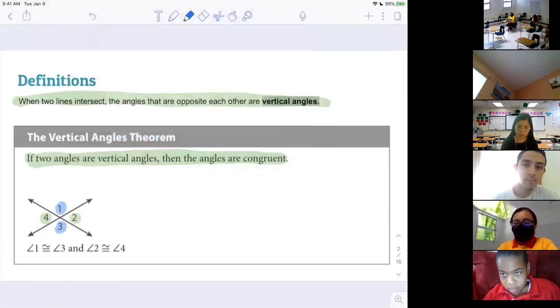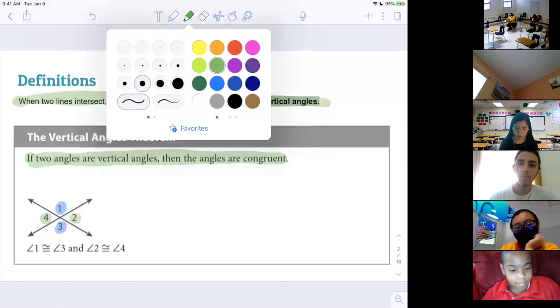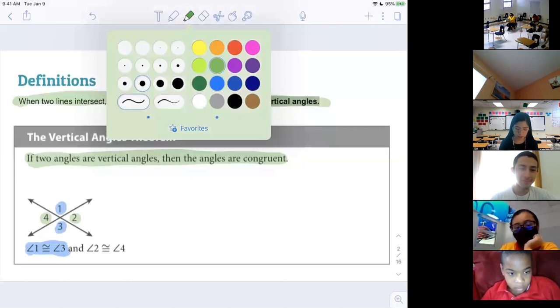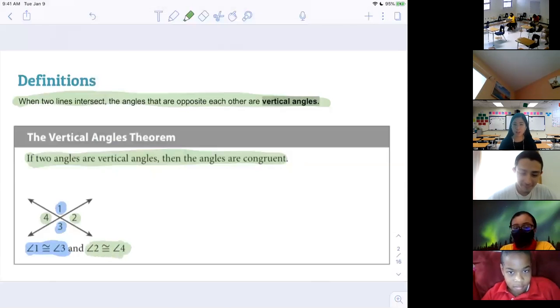Like our theorem states, if two angles are vertical angles, then the angles are congruent. So that's why it's telling me that angle 1 and angle 3 are congruent to each other, and then angle 2 and angle 4 are congruent to each other. So if two angles are vertical, they're going to be congruent. Any questions about that? That's pretty straightforward.